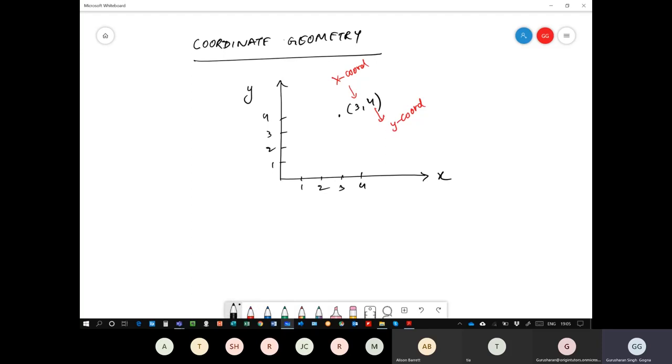So what exactly is the x coordinate here? If you connect this point to the x-axis as well as to the y-axis, what you will see is this distance is 3. So obviously this distance is 3 as well. Similarly, this distance is 4. So what exactly is the x coordinate here? The x coordinate means the distance of the point from the y-axis.